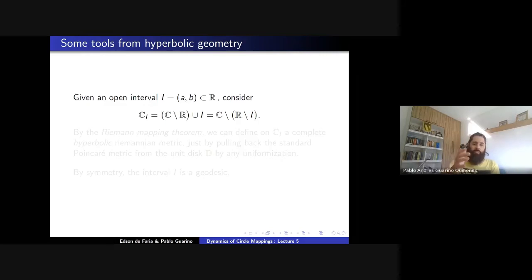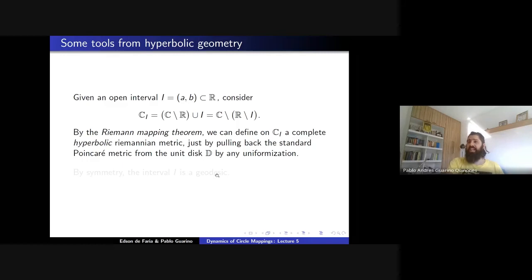It is called hyperbolic. In geometry, hyperbolic means negative curvature, right? So this metric, if you normalize it, has constant curvature equal to minus one, right? And then what you can do, since you have a biholomorphism, is pull back this metric to your domain CI, okay? So this is what is written here. Using the Riemann mapping theorem, you just pull back the Poincaré metric from the unit disk to your domain CI, okay?